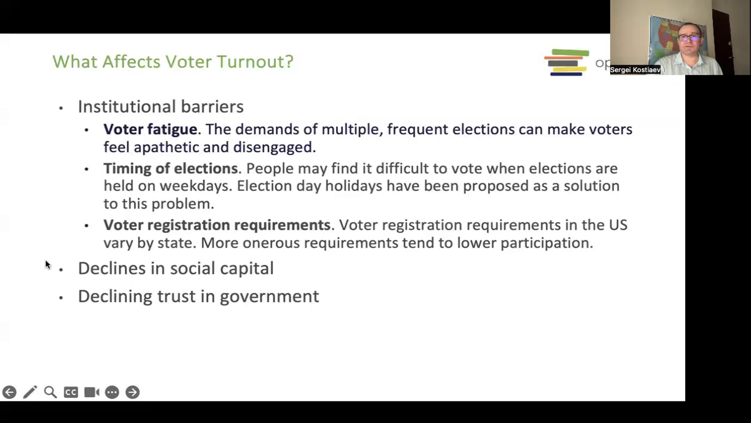Yeah, timing sometimes, but timing of elections have been mostly resolved since the pandemic. Most states have mail-in voting. And voter registration, they are different state by state, and they're kind of difficult for some people. Declines in social capital. Sometimes people get less involved, less interested in what's going on around them, and trust in government goes down, unfortunately.